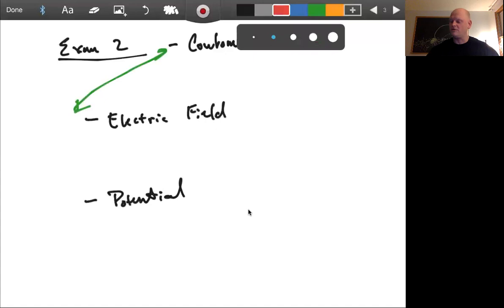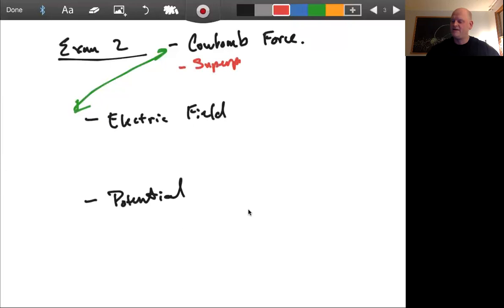So here we want to look at things like superposition. So the force between multiple sets of two charged particles. So if I had like 10 charged particles, then basically the force on one of them by all of the other ones. So superposition principle. So for electric fields, we then have also superposition of electric fields. So basically at a given point, what is the electric field from all kinds of different other point charges?